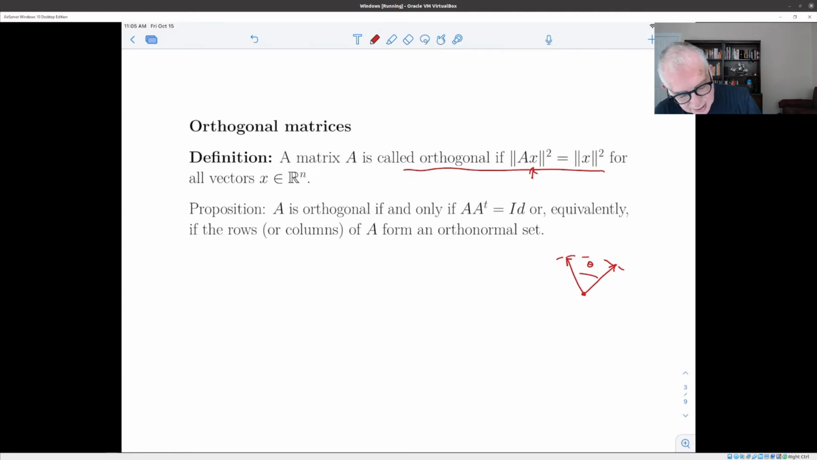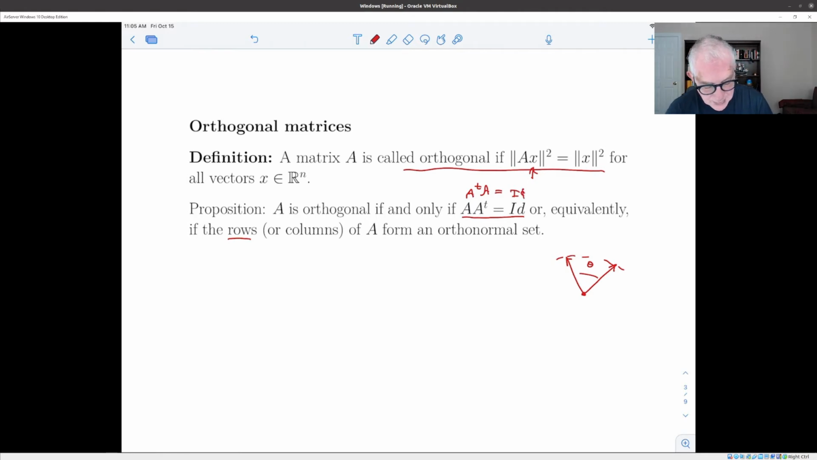And it turns out that we can describe orthogonal matrices as being all those matrices whose rows form an orthonormal set, or its columns form an orthonormal set, or it satisfies this property that A times its transpose is equal to the identity. And actually, it's also the case that it could be that A transpose times A is equal to the identity. All of these are the same.